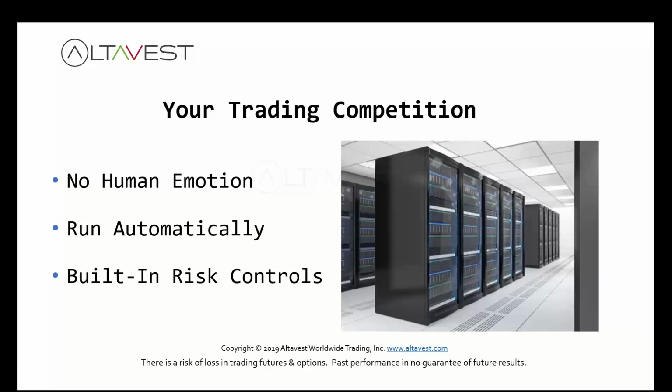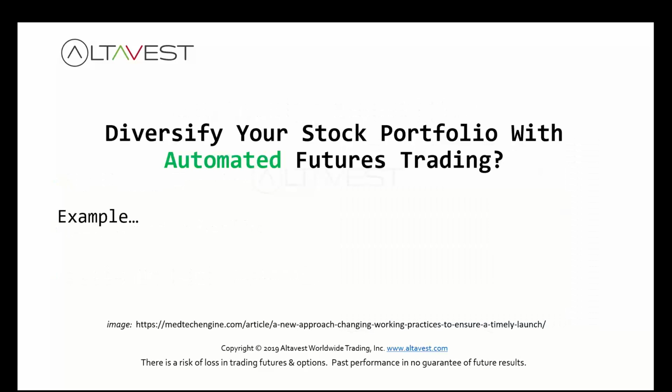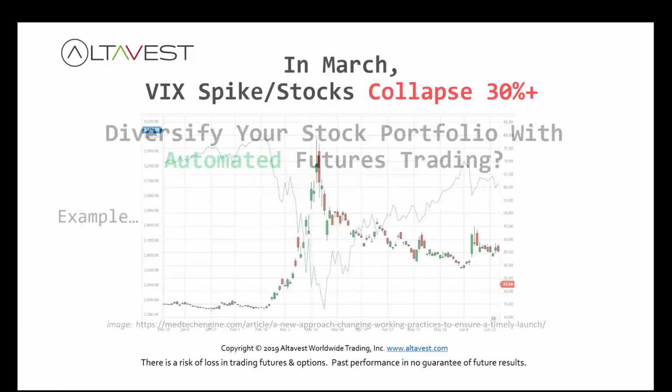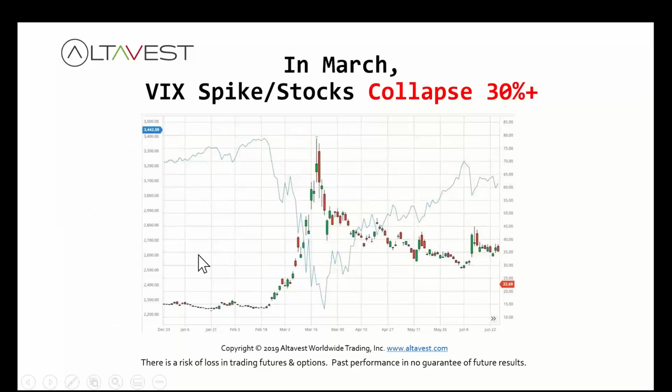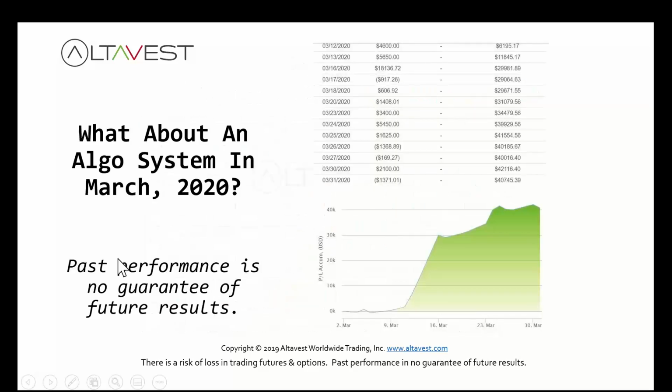No human emotion, they run automatically, with built-in risk controls and profit controls. And here's an example why we like these. You can diversify your stock portfolio with automated systems. So here's an example. March of last year, obviously we all recall the stock market dropping like a rock. And here's the VIX, or the fear index, spiking higher. Meanwhile, here's one of the many systems we have available, but look how it performed in March. And of course, past performance never guarantees future results. So let's keep that in mind.